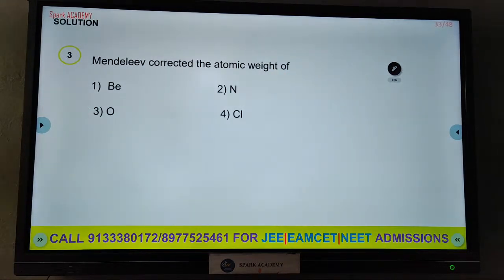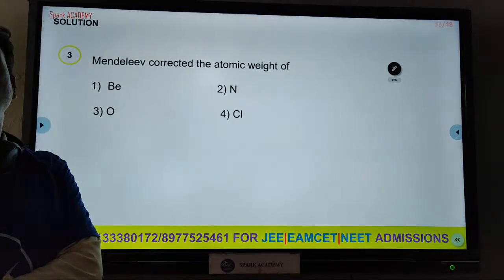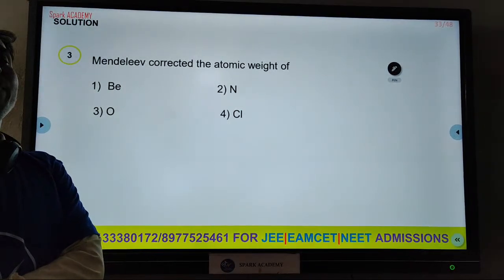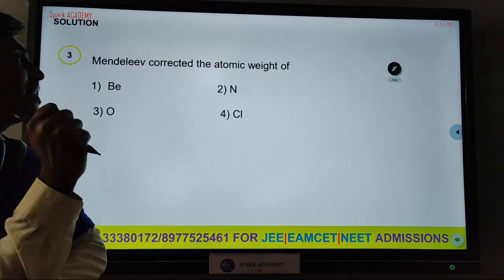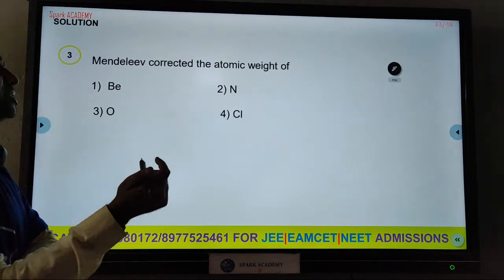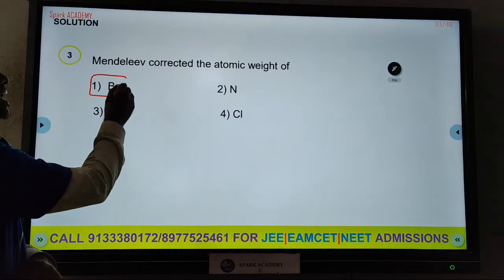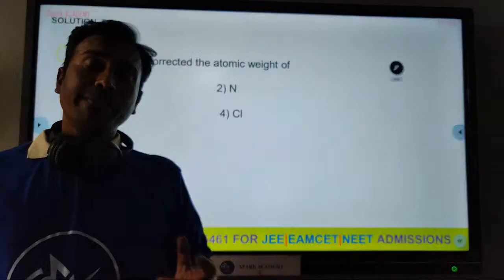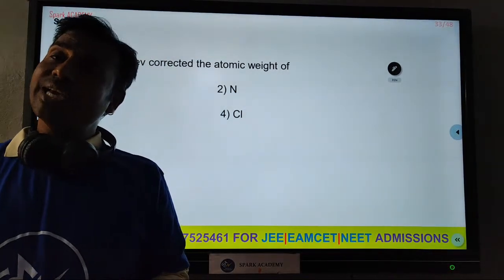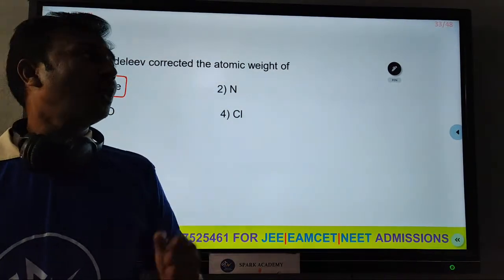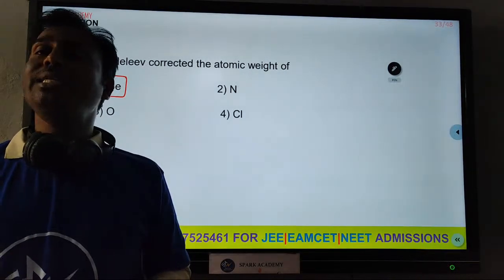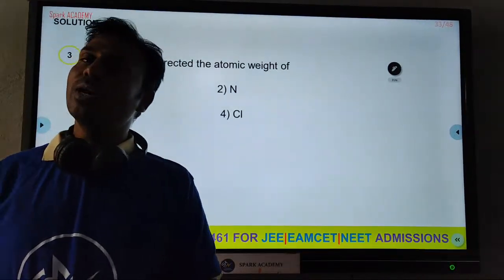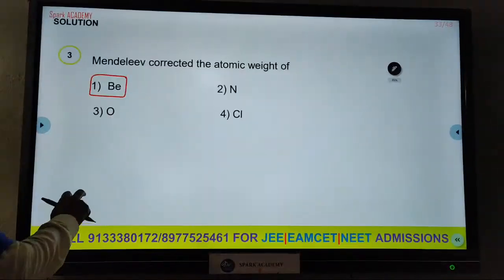Mendeleev in his periodic table corrected some elements' atomic weights with the help of valence. In that way he corrected many elements, and one of them is beryllium. The beryllium atomic weight was wrong in the previous periodic tables and was corrected in his periodic table. So the answer is beryllium.